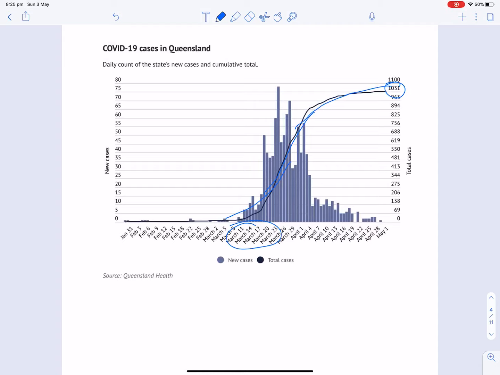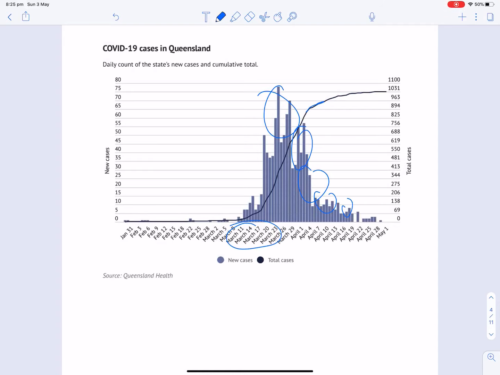The cases per day, you can see that that's the bars, the columns. You can see that they have reached a kind of a peak around here and have gone down since then. And so it's that reduction in the number of cases per day that leads to the flattening out of the curve. Now there's an asymmetry here.